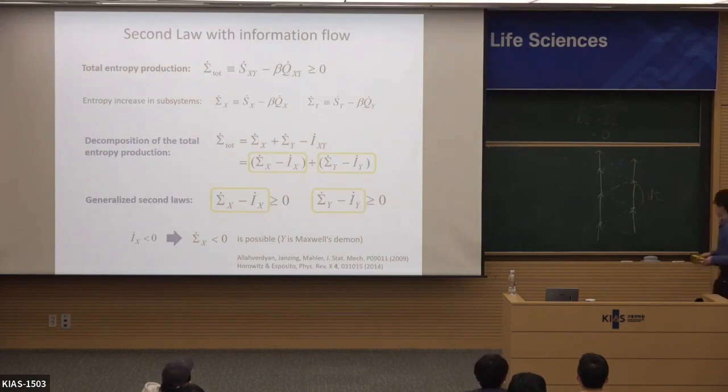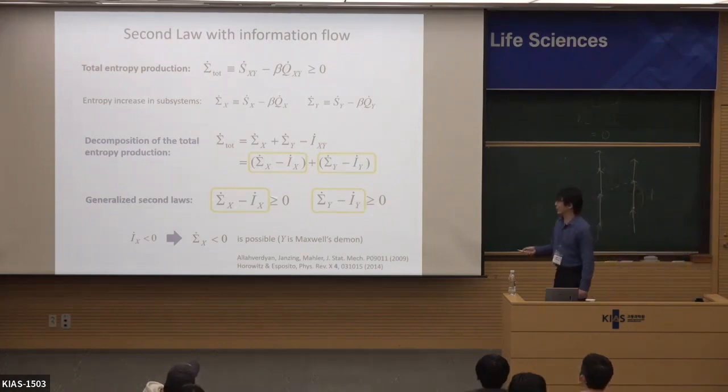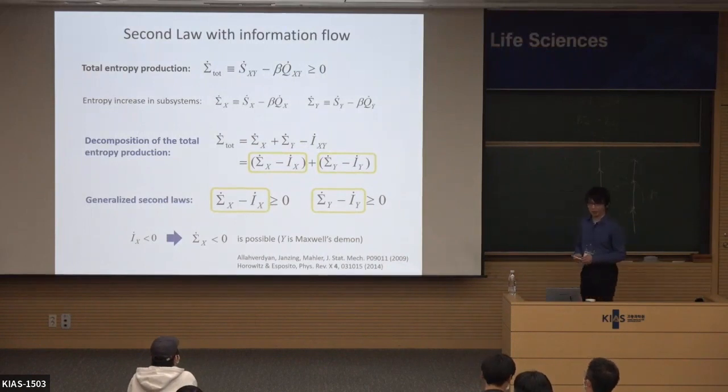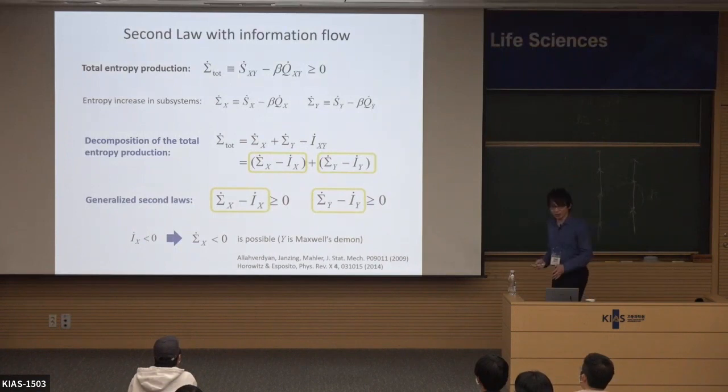Now we have the second law of thermodynamics for each triangle here, and that is nothing but these second laws. So the entropy production of system X is bounded by the information flow of X, and the same is true for system Y. Also, the total entropy production can be decomposed into the X part and the Y part, including the mutual information term. So now everything is very consistent. The total entropy production is decomposed into two parts, and each of them satisfies the generalized second law. And that is a continuous time limit of this triangle diagram. So now we have the theoretical framework of the information thermodynamics of autonomous bipartite systems.